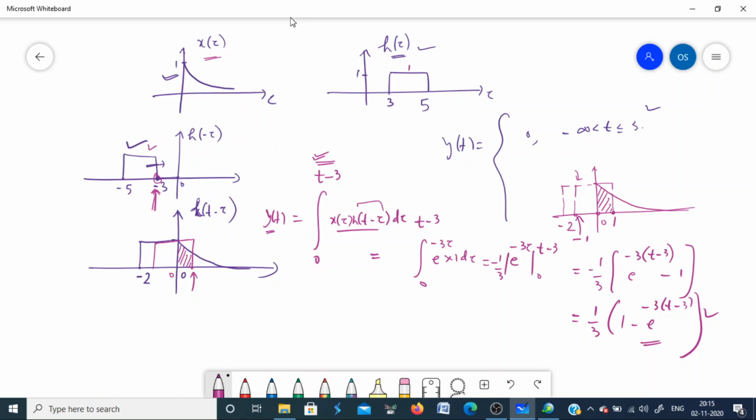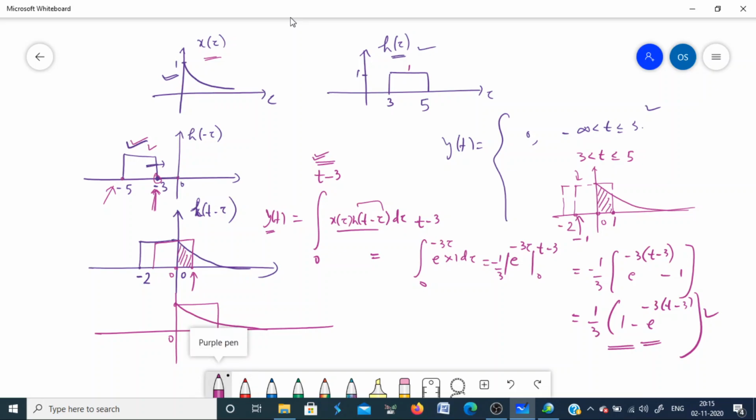Now for the second limit, that is between 3 to 5, you have this as the output. Now at t is equal to 5, what will be the situation? When you shift this function by 5, this lower leftmost edge will reach t is equal to 0. It means we have one function which was fixed. The second function we are sliding, and when you reach t is equal to 5, you have a situation like this. It will go from 0 to 2 at t is equal to 5.